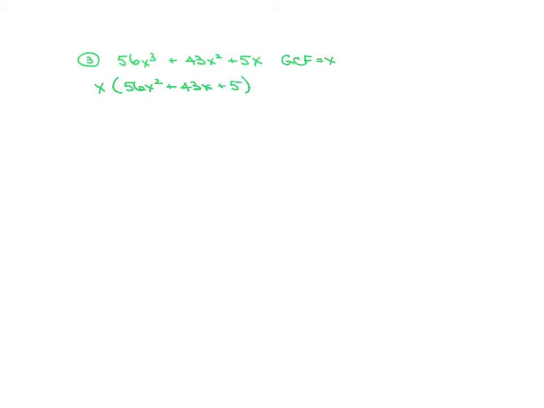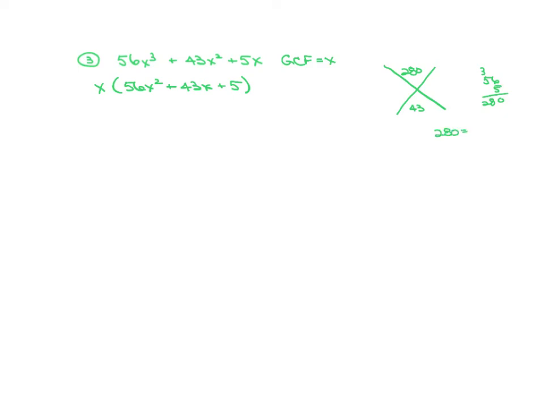And now I'm left with a quadratic. Great. So I'm going to try to factor this quadratic. I'm going to try to split the middle term. I'm looking for two numbers that add to 43 and multiply together to be 56 times 5, which is 280. I find it so super helpful, just like on the last example, to use the prime factorization of 280 to help me find these numbers.